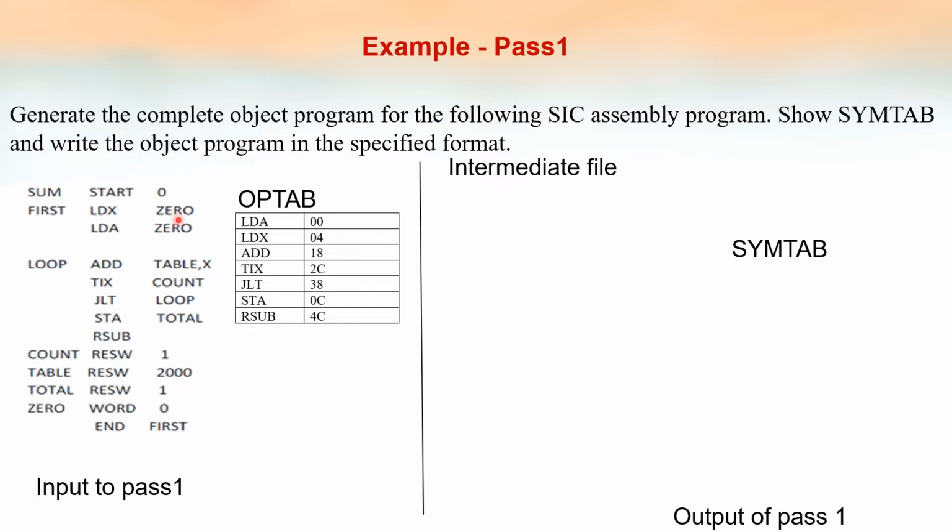Then ZERO is a variable. Variable means it's a label. So this operand value, I don't know. The assembler doesn't know at this point of time. The address assigned to ZERO, the assembler will know only later, because it is defined later in the program. This is because in an assembly language program in SIC, the variable declarations are given at the end.